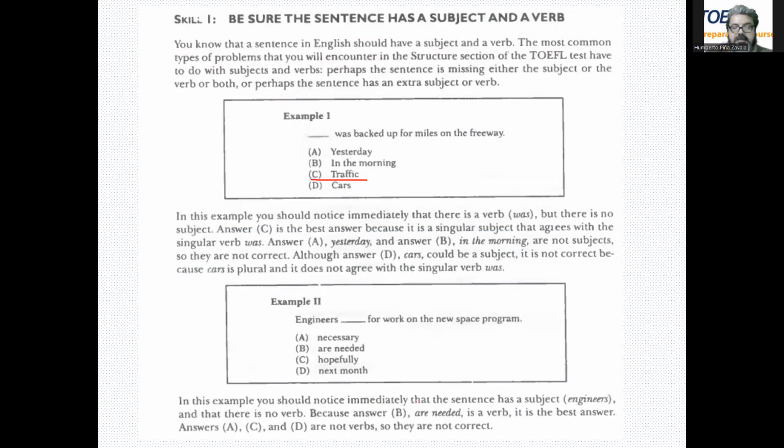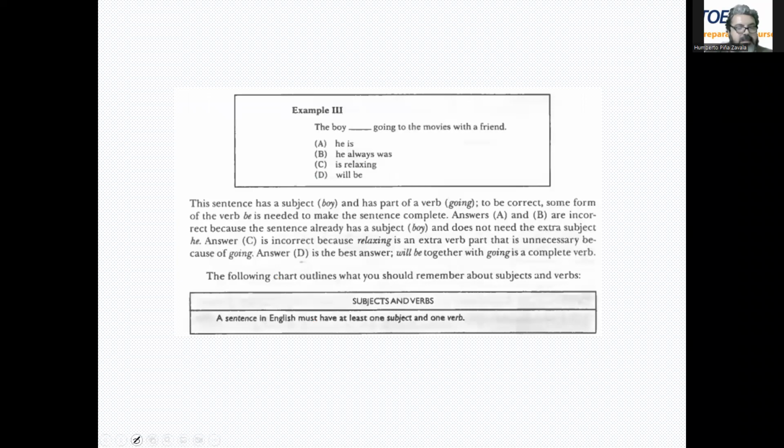In this example, you should notice immediately that the sentence has a subject, engineers, but there is no verb, because answer B, are needed, is a verb. It is the best answer. Answers A, C, and D are not verbs, so they're not correct. Sample number 3.